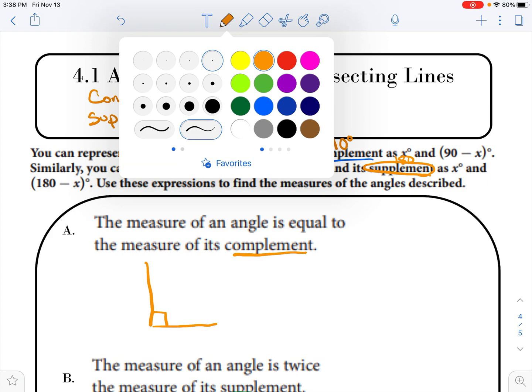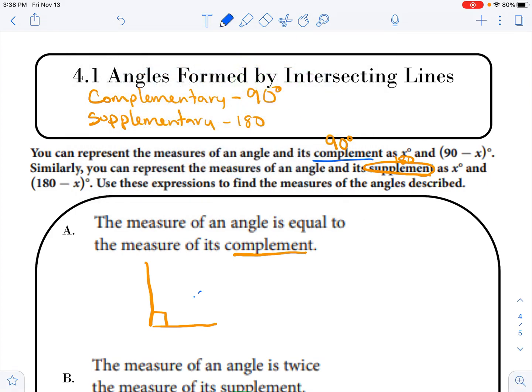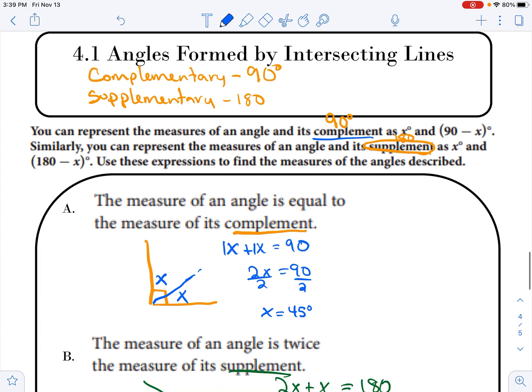So it says, we have two angles in here, and I just draw some line. Doesn't matter. It says the measure of an angle, some angle, is equal to. Equal means the same. So I would go like this, to the measure of its complement. So now we can write an equation. X plus X equals 90 degrees. So 1 plus 1 is 2x. And then divide by 2. And x is equal to 45 degrees. So each angle is 45.